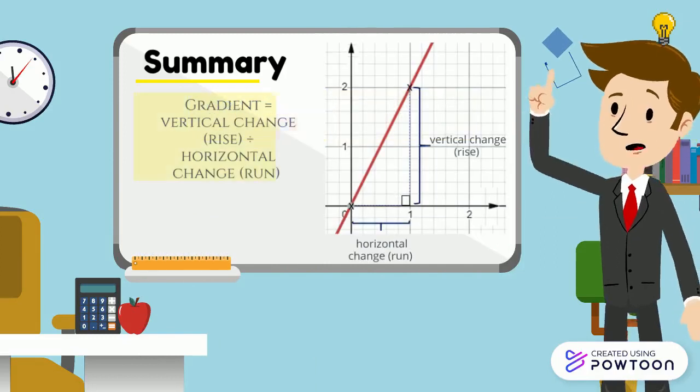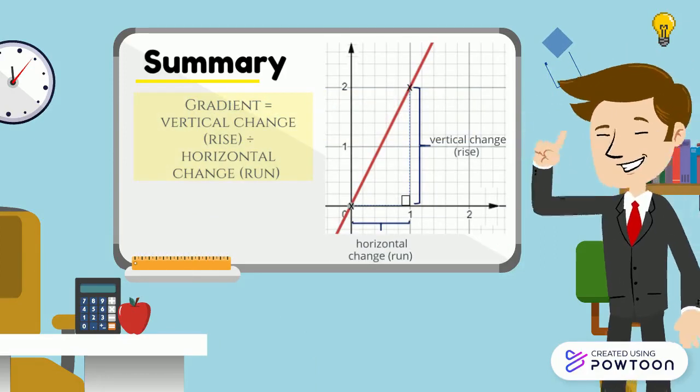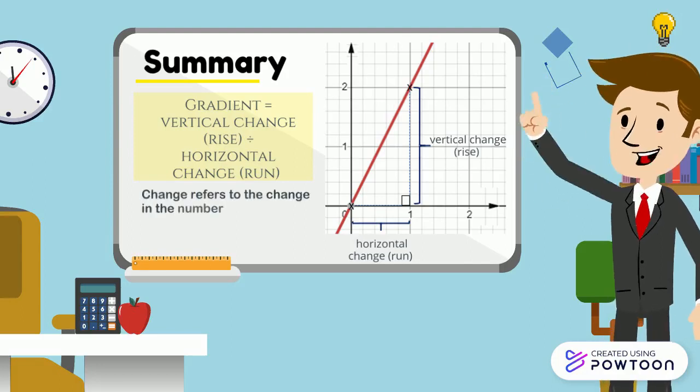In order to calculate the gradient of a straight line, we take the vertical change or the rise and divide it by the horizontal change or the run. And this change refers to the change in the number of units between the 2 points, and we always read from left to right.